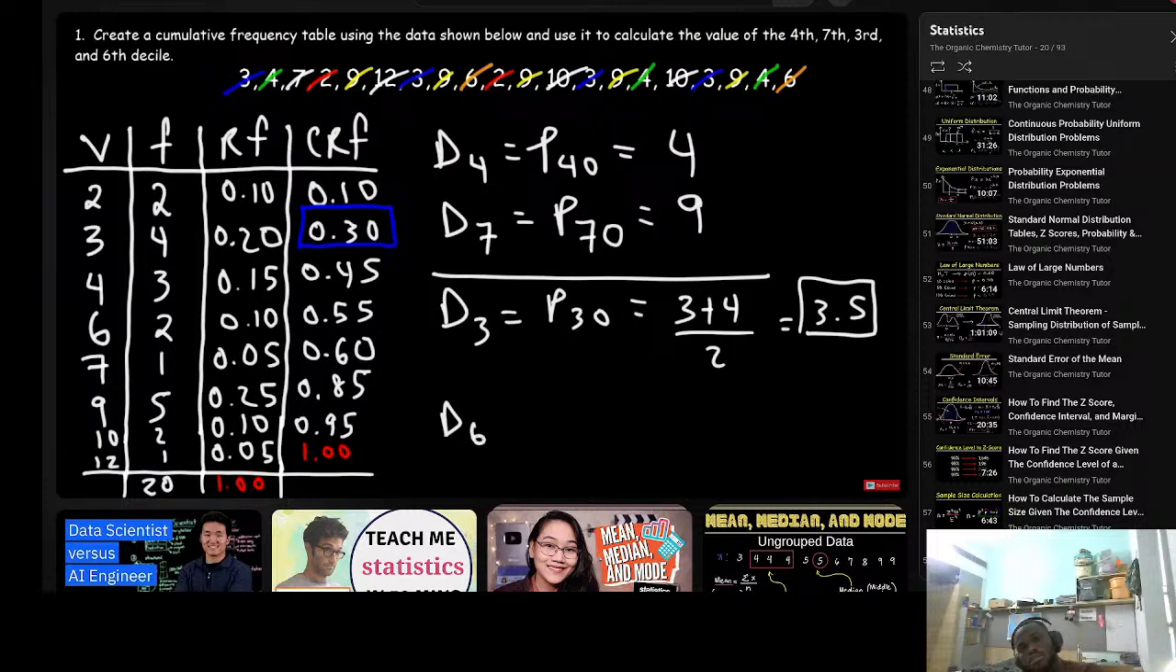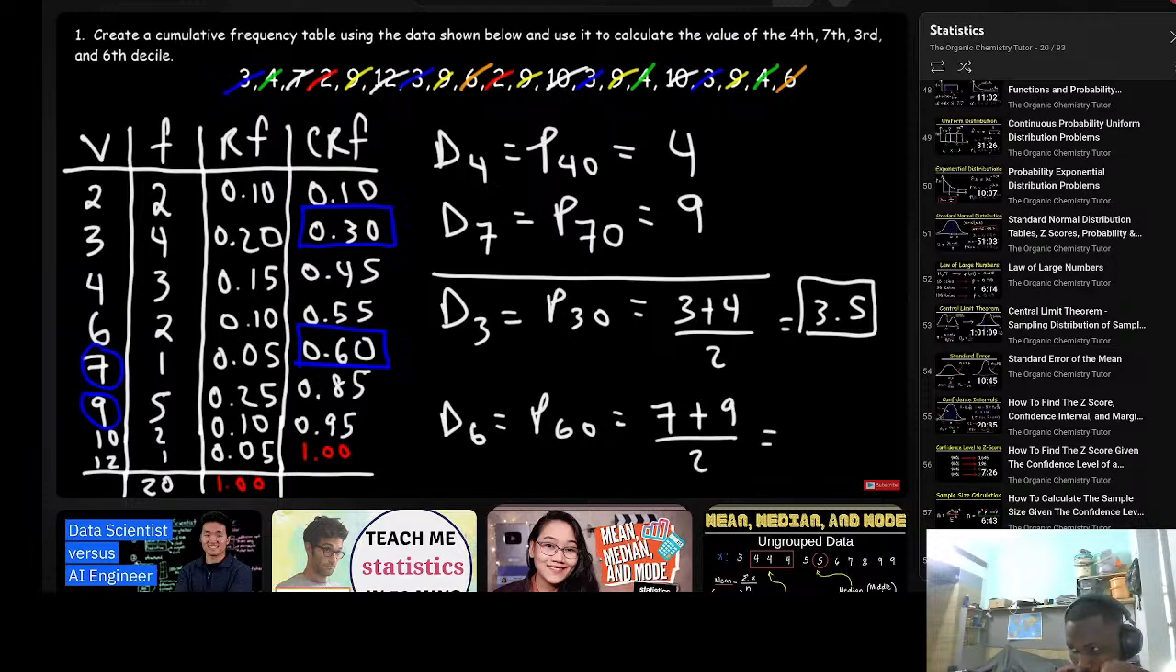Now what about the 6th decile, or the 60th percentile? Notice that we have that exact number in our table. So thus it's going to be the average of these 2. The 60th percentile ends with the last 7 but starts with the first 9. So that's the average of those two numbers. That's going to be 8.